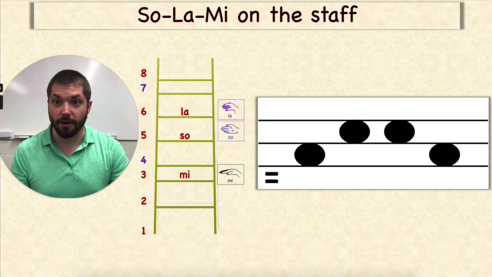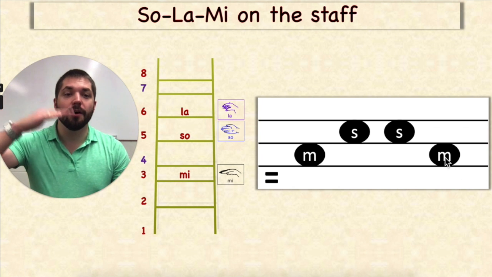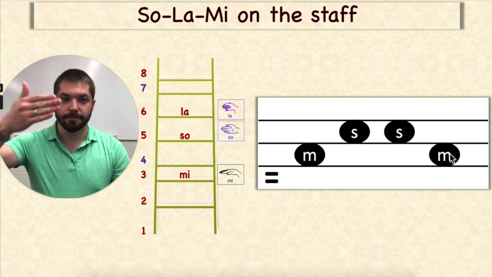What's this one start on? Yeah, it's the lower space, so that's got to be mi. So we've got mi, so, so, mi.